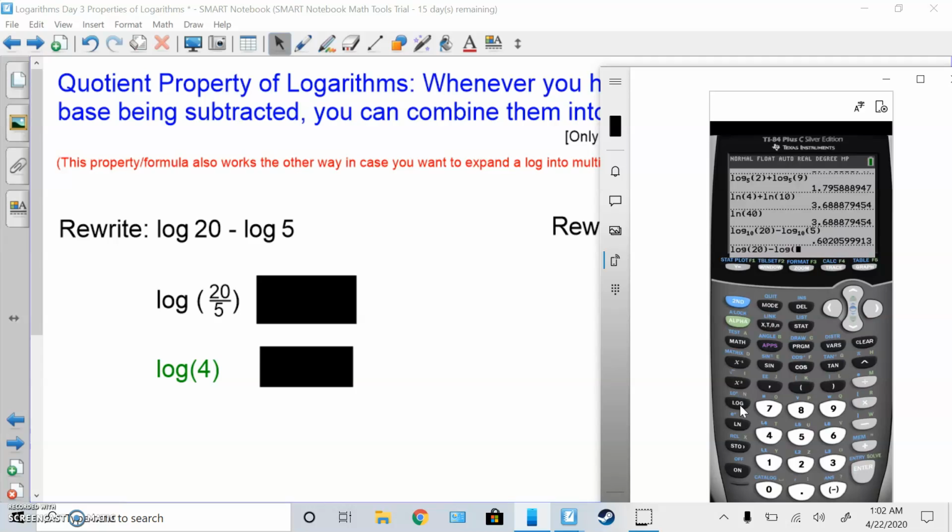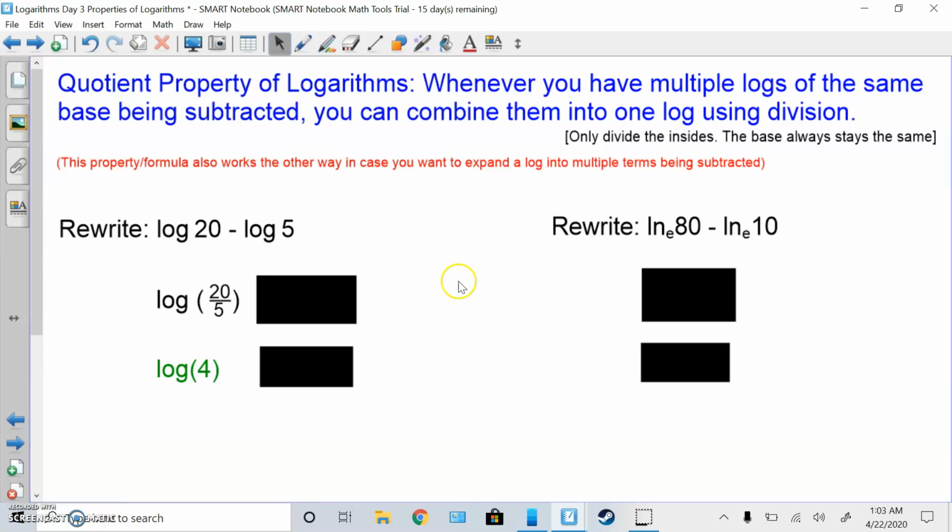But log 20 minus log 5 should be the same decimal. And we said it turns into log 4. So log base 10 of 4 is the exact same decimal. And again, we could also go backwards. What divided by what could give you 4? Maybe 100 divided by 25. So let's try that. Log of 100 minus log of 25 should get us the same decimal. There you go.